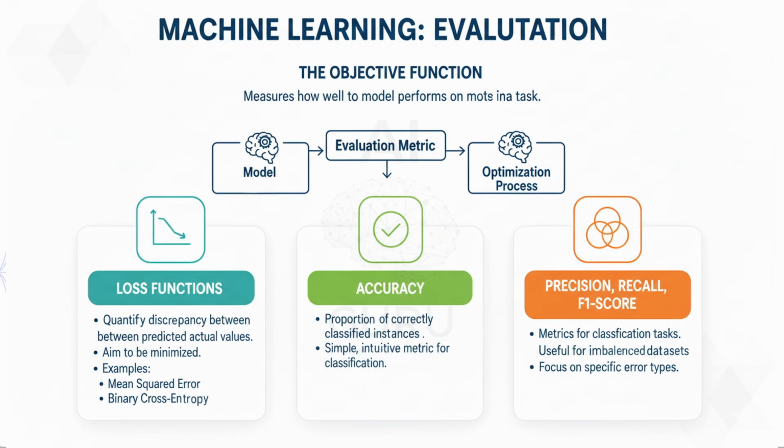Step 2. Evaluation. How do we judge success? We need an objective function, or more commonly, a loss function. This measures how bad the predictions are. Exactly. It quantifies the error. How far off was f(x_j) from the true y_j? Lower loss is better. Makes sense.